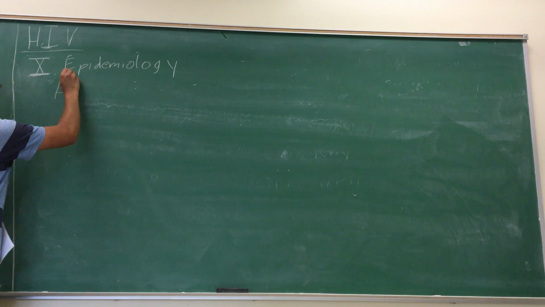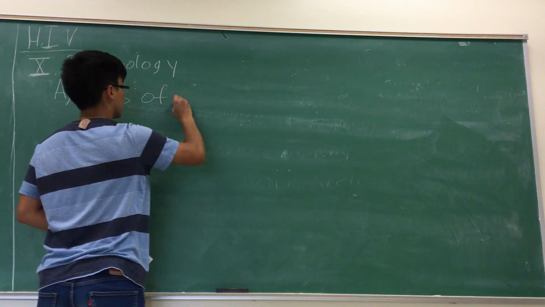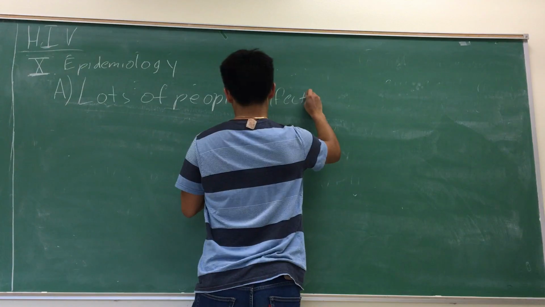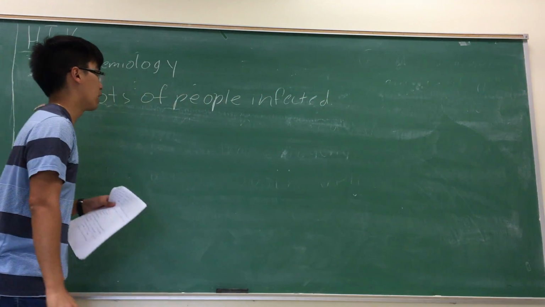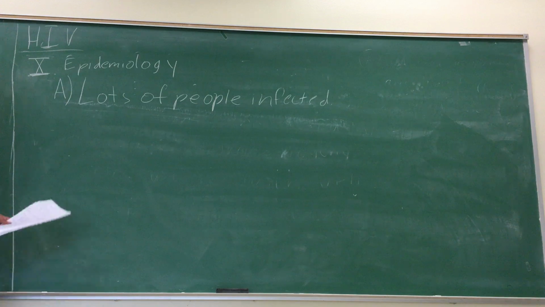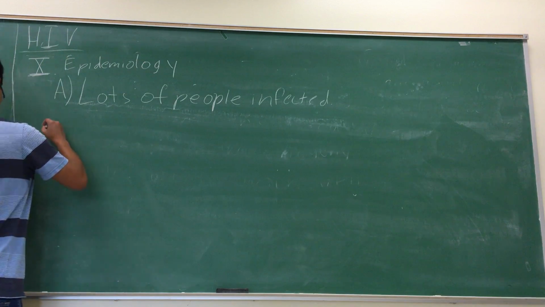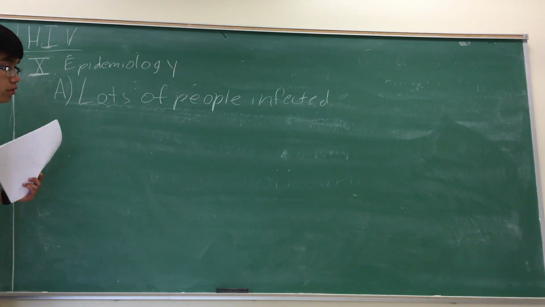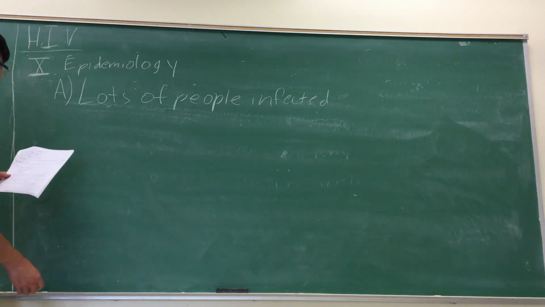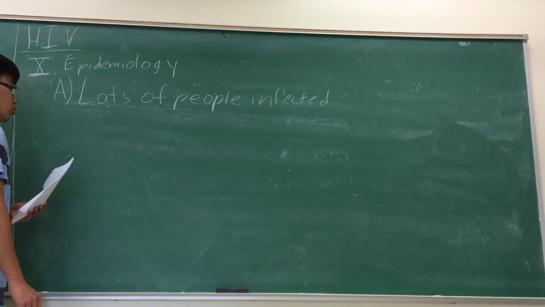I'm going to summarize this. Lots of people infected. 1 million in the US and 40 million in the world. 25 of those 40 million are in Africa, 7 million in Asia. Education and medicine, drugs have helped reduce HIV/AIDS deaths, but haven't really reduced the number of infections.